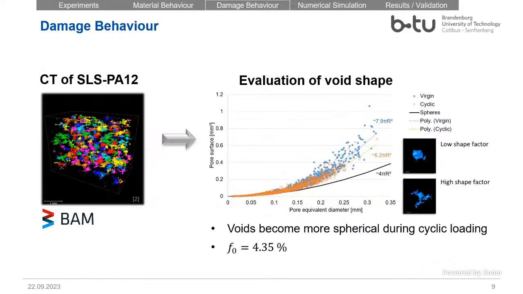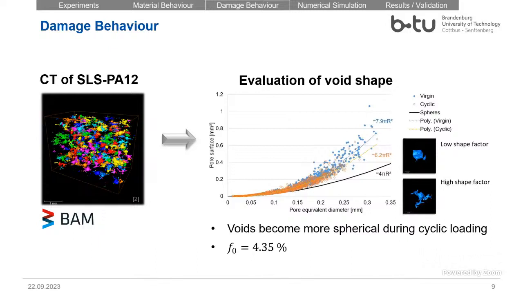What was interesting is that after the printing process, we have 4.35% of void volume fraction. And this is much higher when compared with metals. What was also interesting, inside this diagram you can see the void shape. And here the black line is the ideal void shape of a sphere.